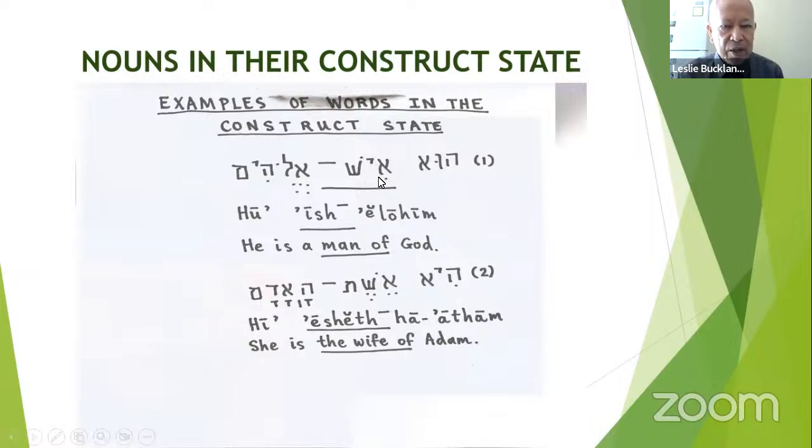Even though they start out being similar, there's something different about the ish. Notice that the ish is not standing by itself now. It is connected by this makaf, which means binder or binding, M-A-Q-Q-E-P-H, binding this noun to that noun. This other noun is Elohim, and the translation of Elohim is God. So the whole translation is, he is a man of God.